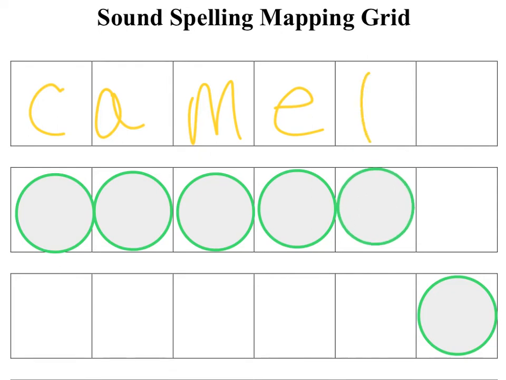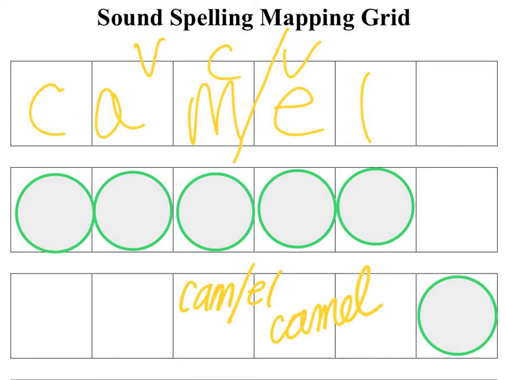L. So let's check our pattern. Vowel, consonant, vowel. And because I hear the A sound, I know it's going to be after that consonant. Camel. K, A, M, then E, L. Camel. He rode a camel in the desert.